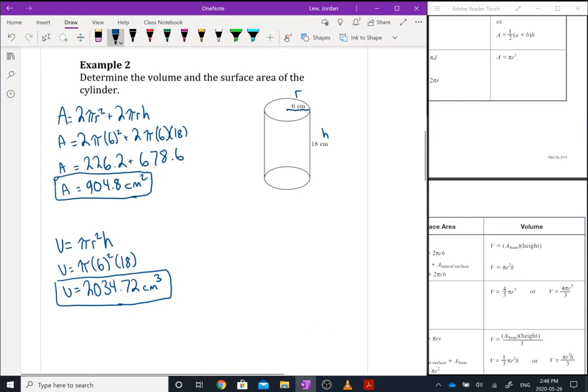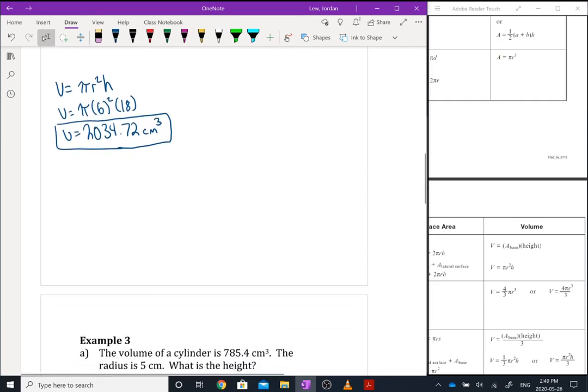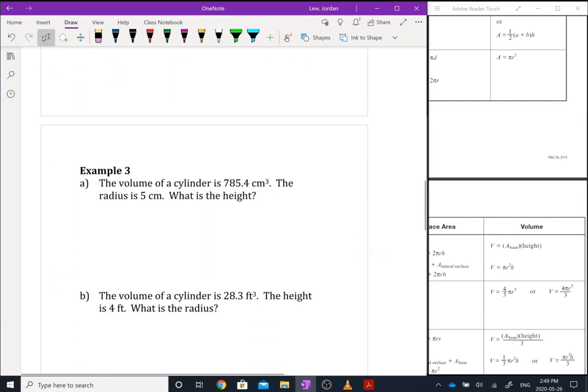So again, volume's a little bit more straightforward. We just plug in our numbers and we solve and we calculate. So for example 3, this one's going to be a little bit different. This is going to require some of our problem solving and equation solving. So we have a volume of a cylinder of 785.4 centimeters cubed. The radius is 5 centimeters. What is the height? We've done questions similar to this before with solving equations.